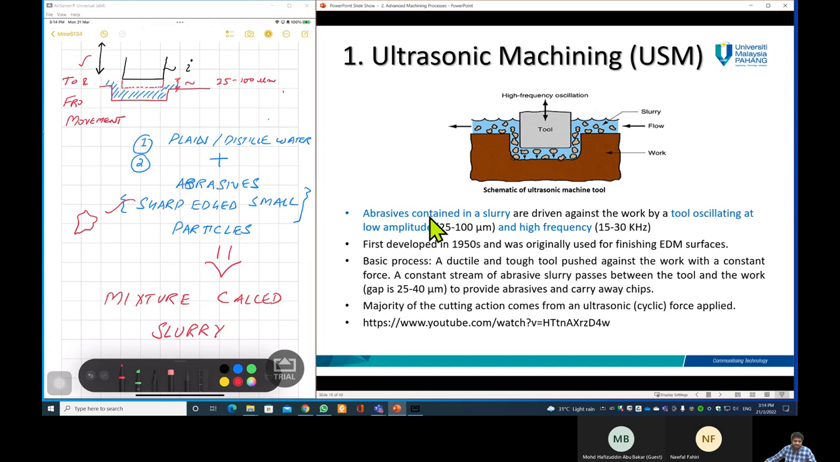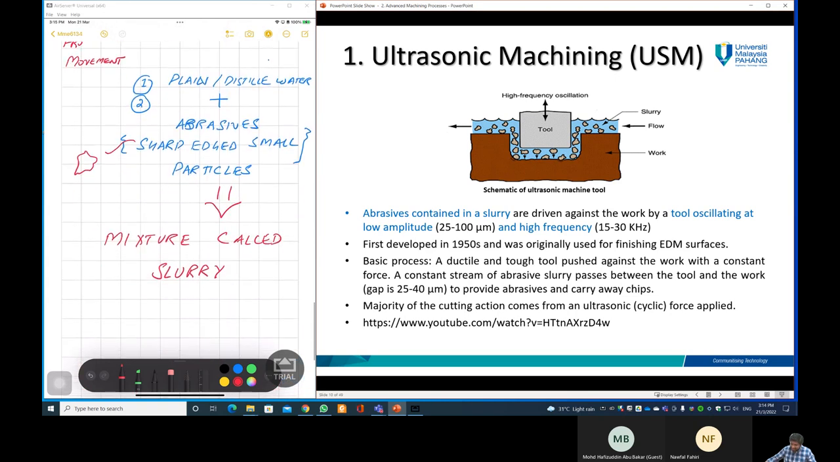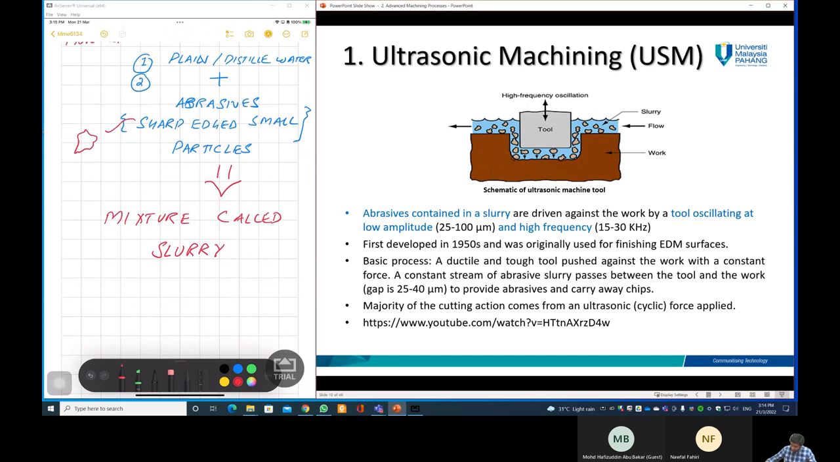So the abrasives contained in a slurry are driven against the work by a tool oscillating at a low amplitude of 25 to 100 micrometer and a very high frequency of 15 to 30 kilohertz. So another process parameter is 15 to 30 kilohertz. What are these things? Amplitude and frequency. These are the process parameters, something which I can vary or control. So controllable process parameters.